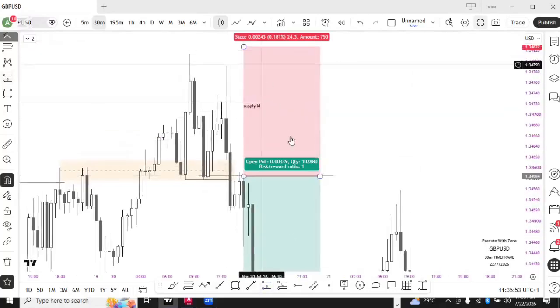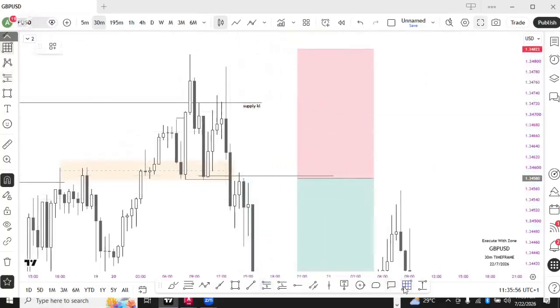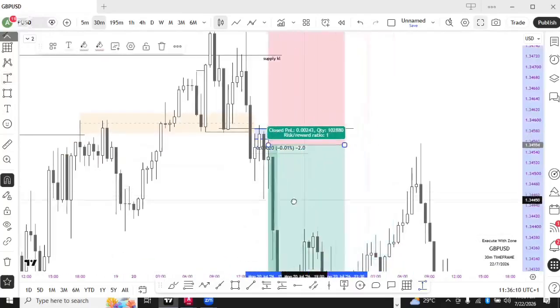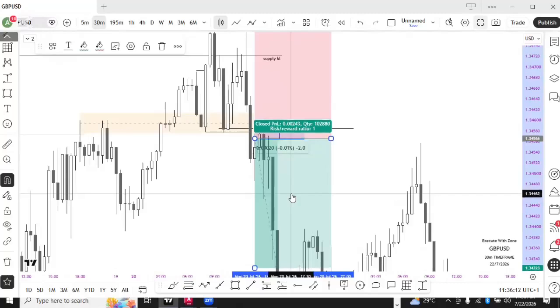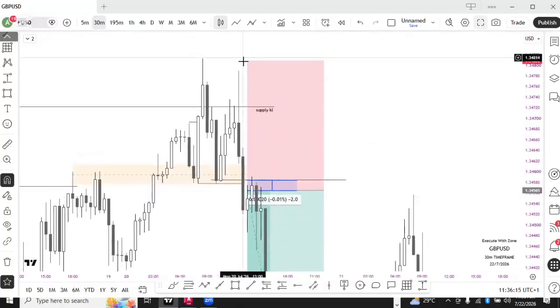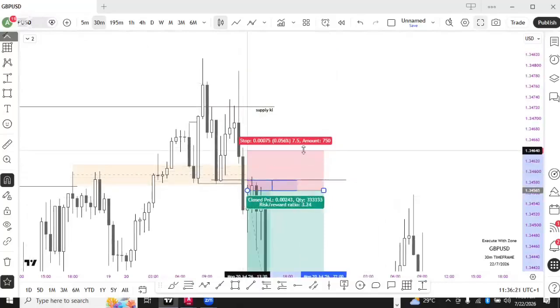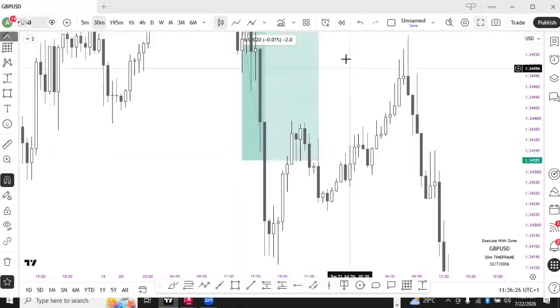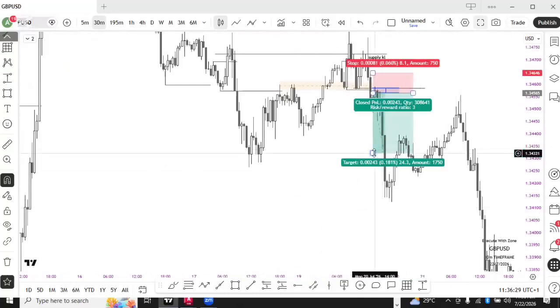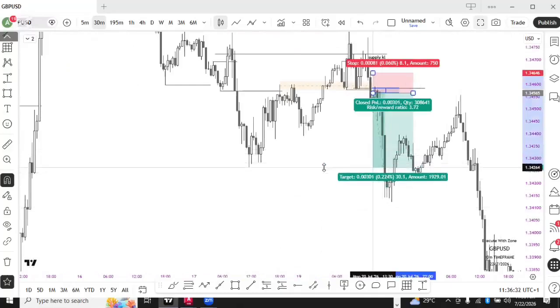Entry from here, measure 2 pips below your entry, because I love using 2 pips instead of 1. Then you mark this as your invalidation area, the wick of the candle FEG, and you target the nearest liquidity, which is this.